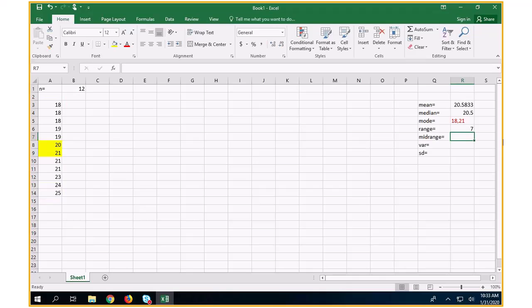Mid-range. So take the median and the mid-range. They're the same thing, same formula, except with the mid-range, you've got to use the highest and the lowest. Parentheses, the highest plus the lowest, or the lowest plus the highest, because 2 plus 3 is the same as 3 plus 2. And I'm going all over the place.